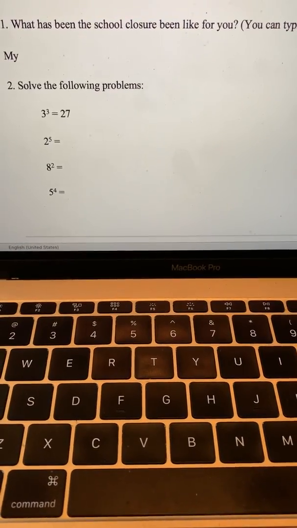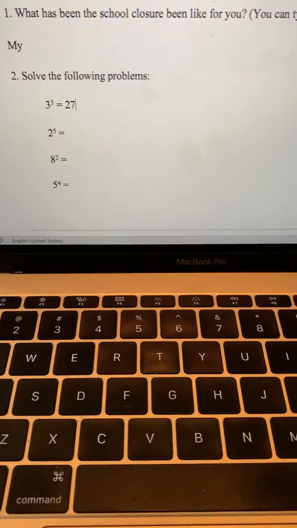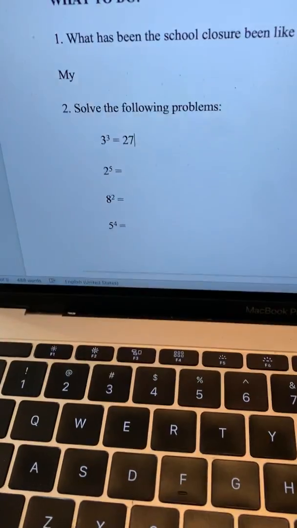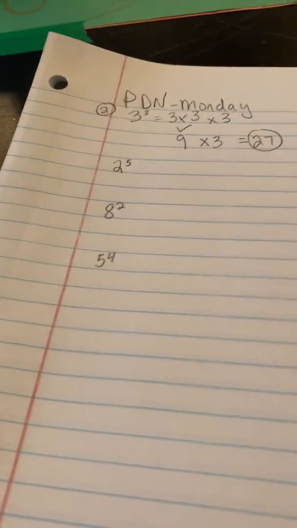At this point, what you should do is write these problems down on your piece of paper. Next one is 2 to the 5th power. The one after that is 8 to the 2nd power. The one after that is 5 to the 4th power. Remember, be very, very careful as you're writing down the problems because you don't want to write down the wrong problem and then end up getting it wrong.